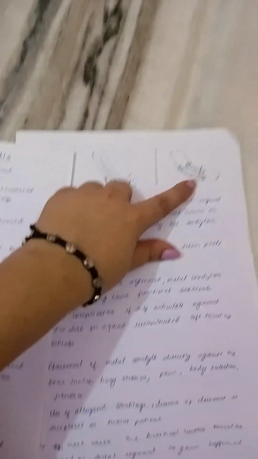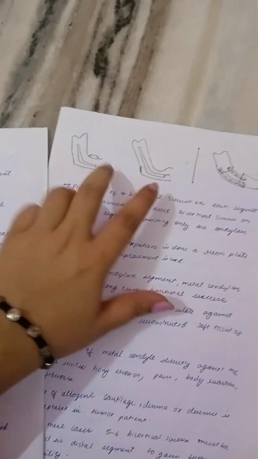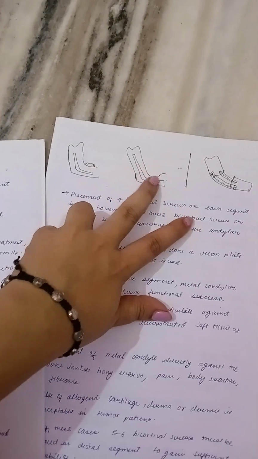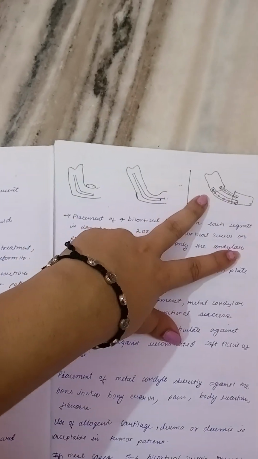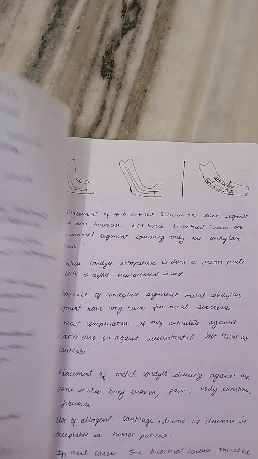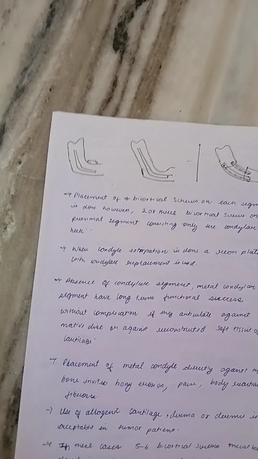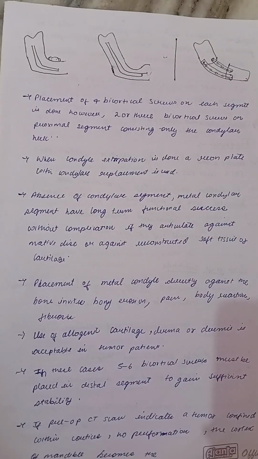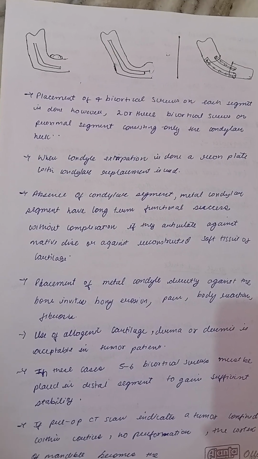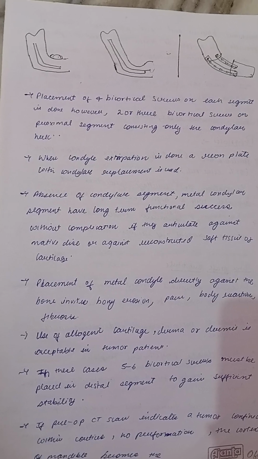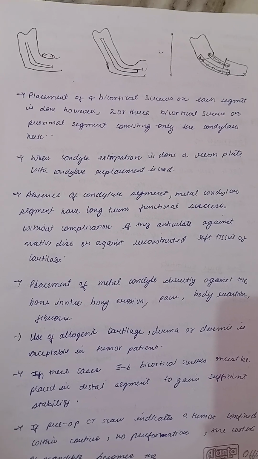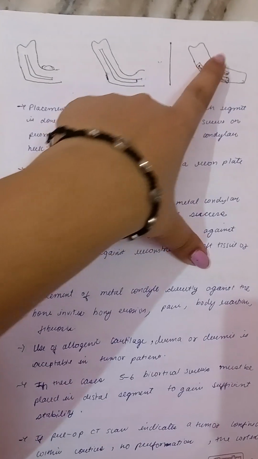Okay, like this. This is the defect we can see, and to avoid the pathological fracture, there is the placement of 4 bicortical screws. Okay, now placement of bicortical screws on each segment is done. However, 2 or 3 bicortical screws on proximal segment consisting only the condylar neck. Okay, here only 2 or 3 will be placed.